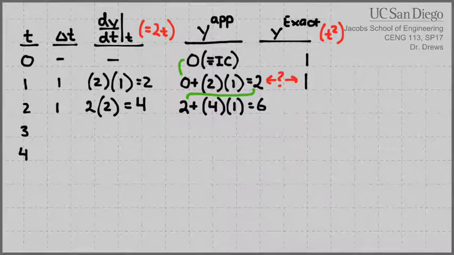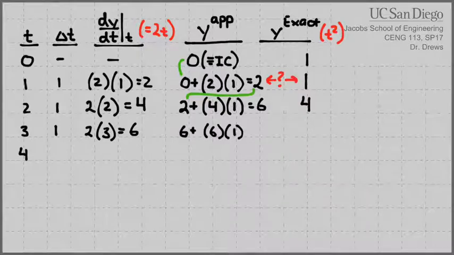Our exact value is what? 4. So again, we're not dead on, but we've at least got a little bit of a pattern going here, right? It's at least going in the right direction. We can keep going. If we go down to time is 3, then our delta t is still 1. Our derivative is 2 times 3, which is 6. And our new value is 6 plus our derivative times the amount of time we've elapsed. So again, we're just carrying down that old value of 6. And so now we're at 12, whereas the real value should be 9.